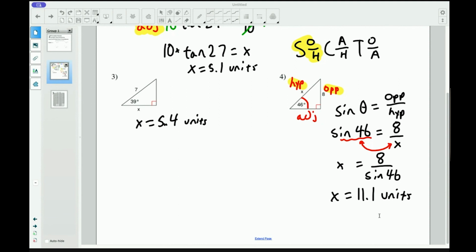Will you have to do this without a calculator? No. These parts of the exams will be calculator based, so please don't stress about it.